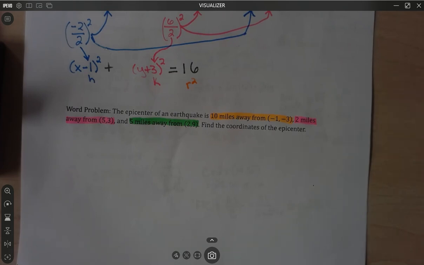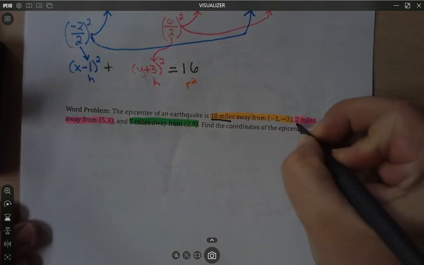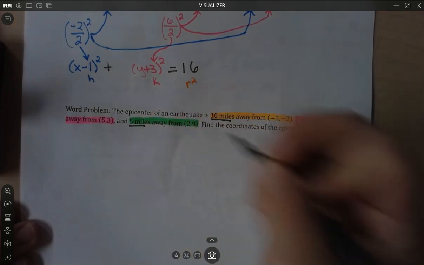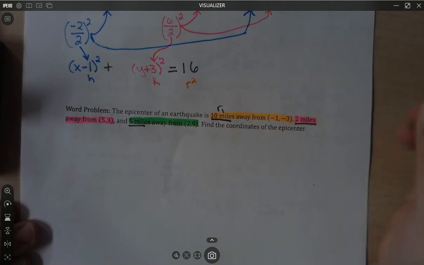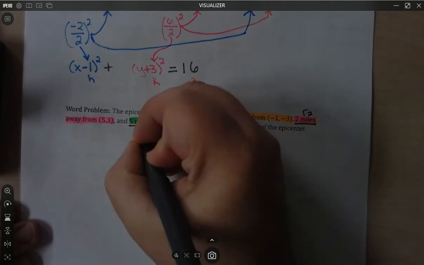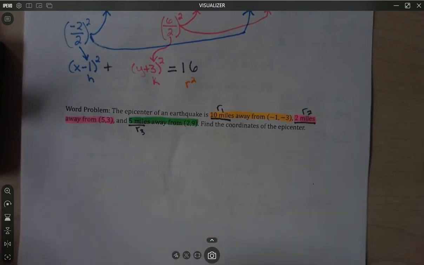Now, if we have put our whole map on top of a coordinate plane, this would tell us exactly where on the map that epicenter fell. Now, what we may not know is that the distances 10 miles, 2 miles, and 5 miles are the radii. So this is radius 1, radius 2, radius 3. The others are the centers, or h and k.